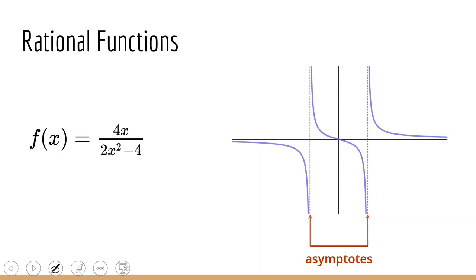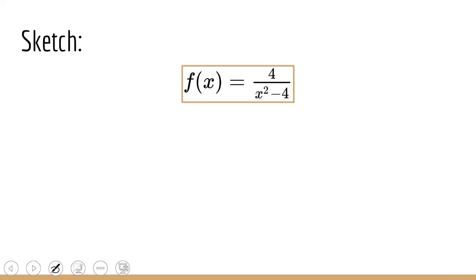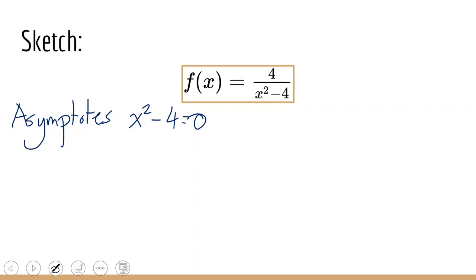So let's try and sketch a rational function ourselves. Here we have our function 4 over x squared minus 4. So let's start off by finding these asymptotes we just talked about. For these asymptotes, that's when the denominator is equal to 0. So doing a quick solve for this situation, we see that x is equal to plus or minus 2.